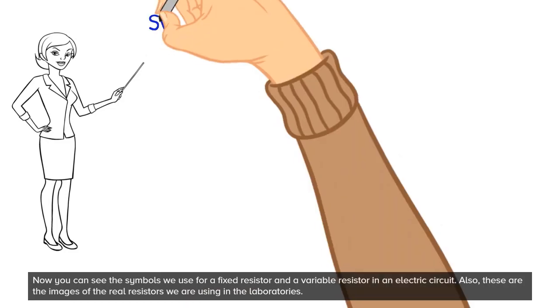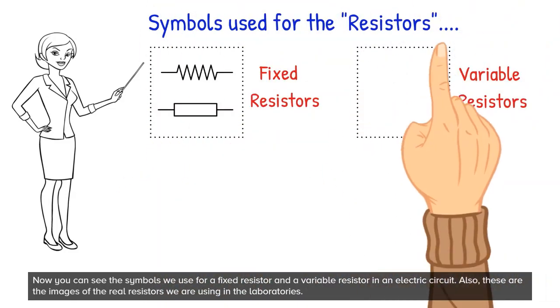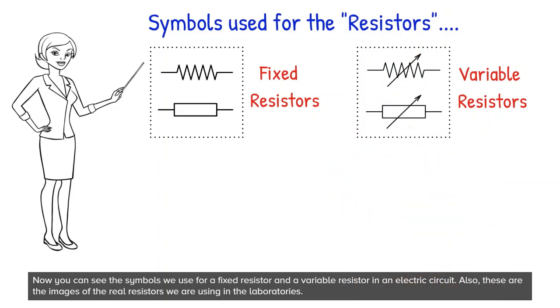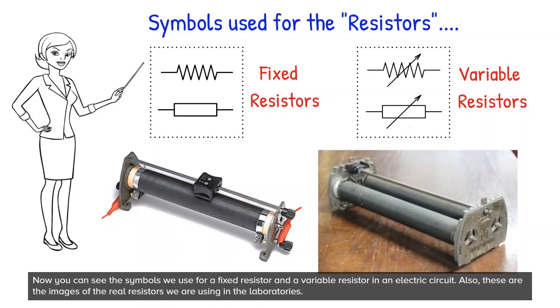Now you can see the symbols we use for a fixed resistor and a variable resistor in an electric circuit. Also, these are the images of the real resistors we are using in the laboratories.